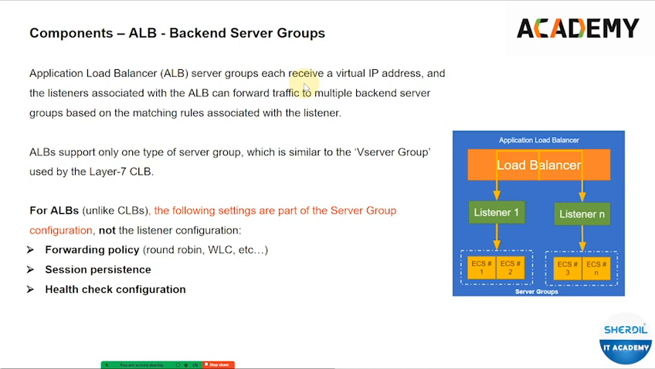Now if we talk about the ALB components, the Application Load Balancer server groups can each receive a virtual IP address and a listener associated with the ALB, which can forward traffic to multiple backend servers. Now let me explain in my words. The backend server groups are those groups where your servers actually exist. So the whole server load balancer is divided into three different parts: front end load balancers, listeners, and the backend servers.